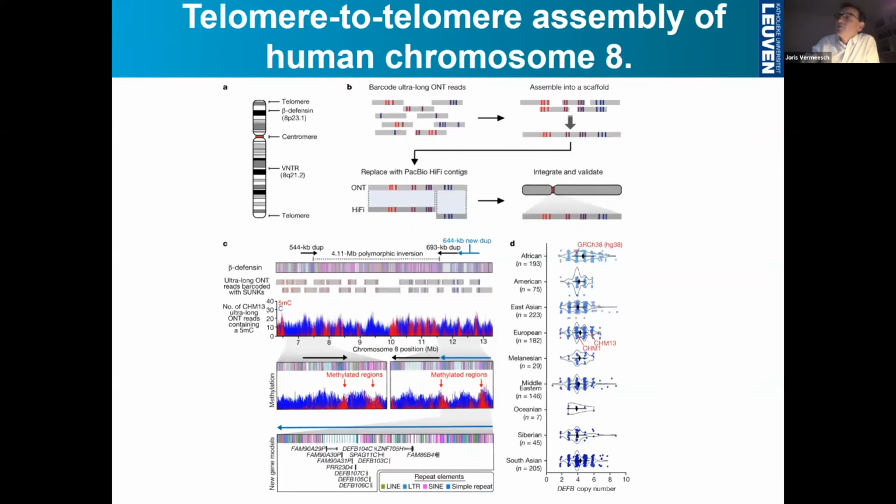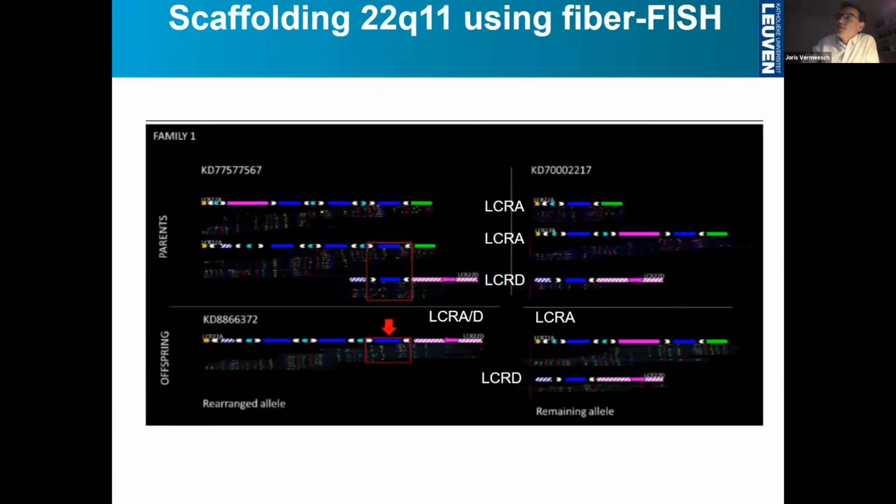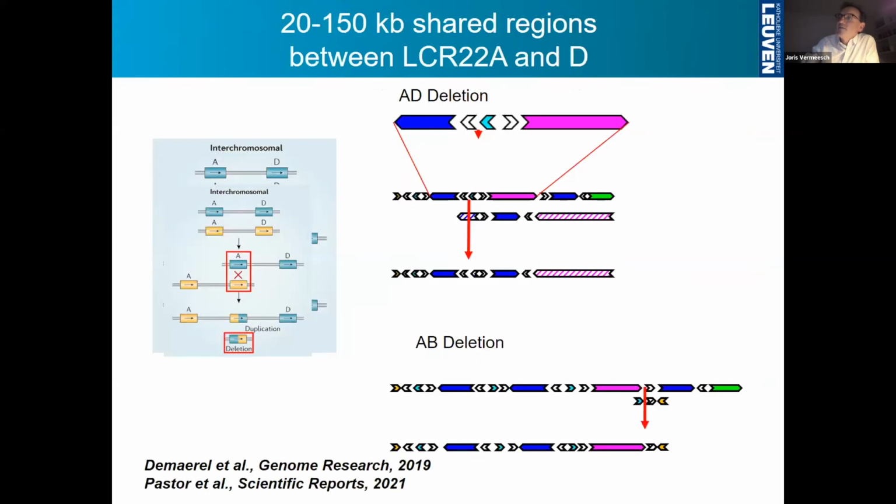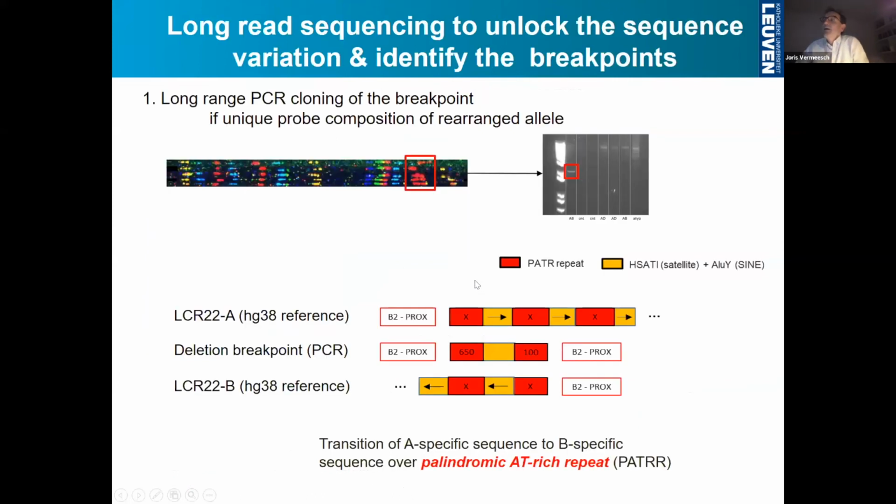Okay, so I'll just move on to what we have been doing. First, we scaffold with this Fiber-FISH. Doing so, we can map breakpoints to within 20 kb regions. But then we move on. From here, either the Fiber-FISH or the ONT shows that there's some rearrangement for which we can generate a long PCR, a 10 kb fragment. We sequence that fragment using long-read sequencing, and we can map the location of the breakpoint.